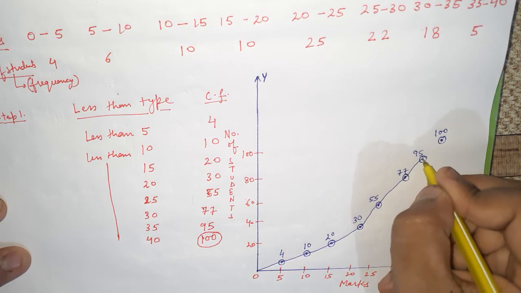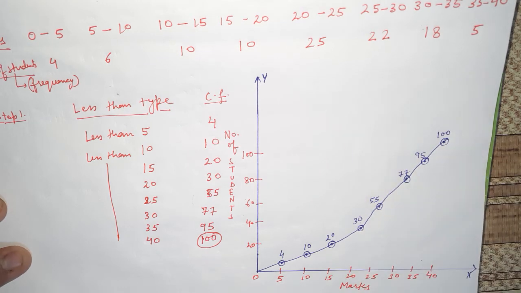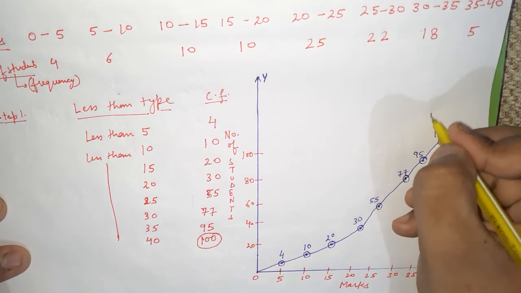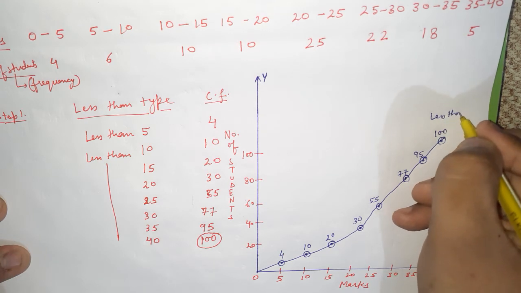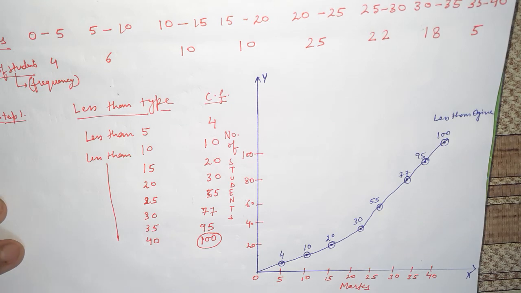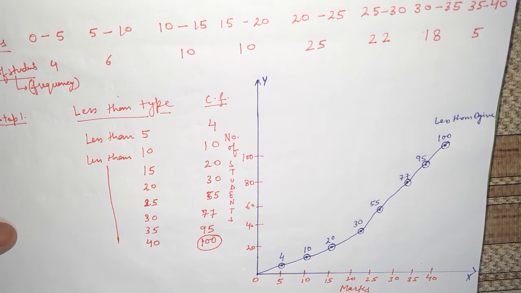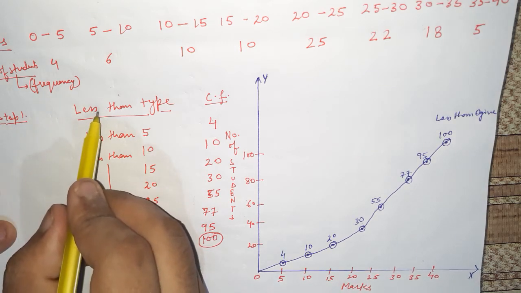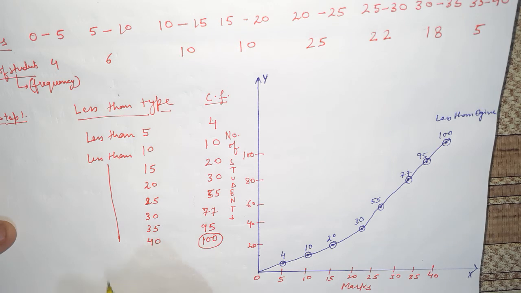So as you can see, after joining we get a curve, and this curve is known as a less than ogive. What is it called? A less than ogive curve. Simple. Okay students, so this is less than. Let us draw the more than ogive. So for more than, we have converted in less than type table. Now we have to convert the table into more than type table. So similarly we are going to draw the more than type table.